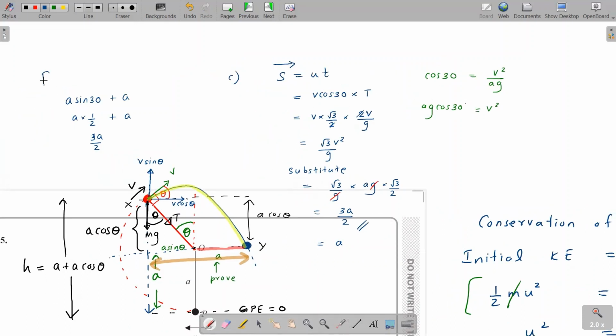For the string to be taut, this also, the horizontal distance should be equal to this. So we got the same answer, right? So we got the same answer, which means the string is taut. So you can write the string is taut when OP is horizontal, and give your conclusion. Okay, is this clear?